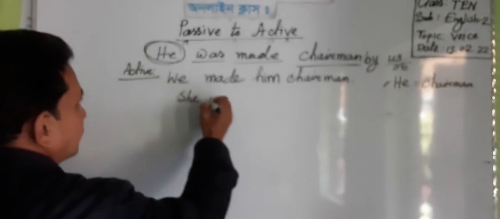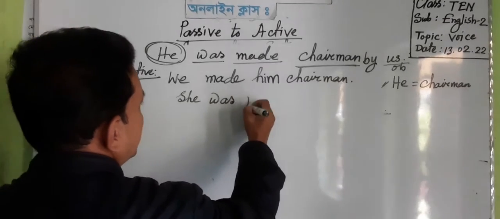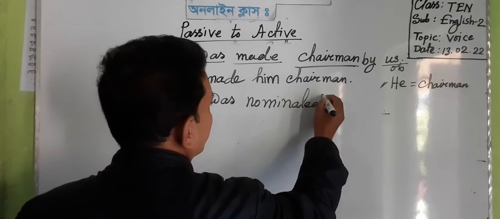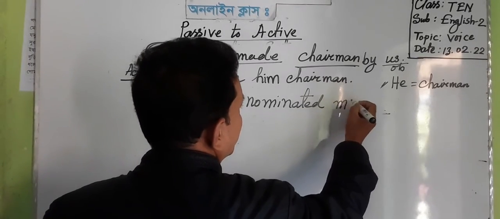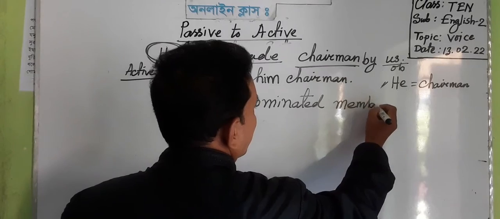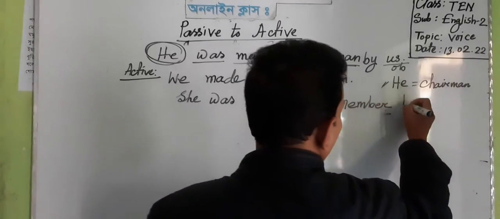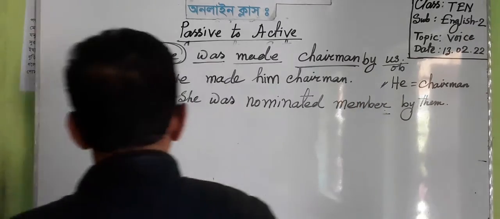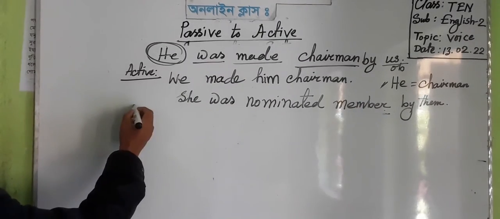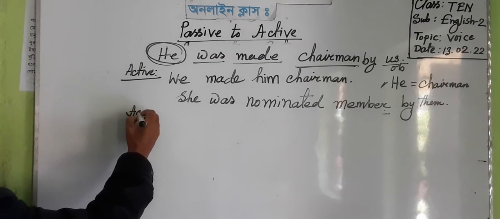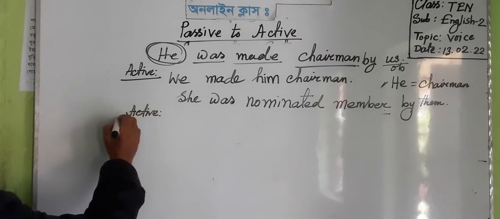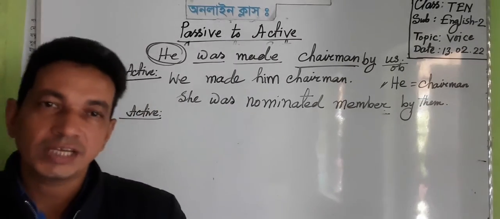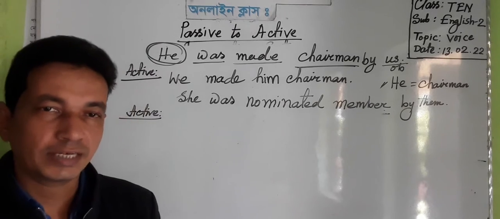Okay, dear students, I will give another type of example of this voice, such as: she was nominated member. She was nominated member by them. This is another example of factitive object or objective complement in passive voice, and we have to change the passive voice into active one.